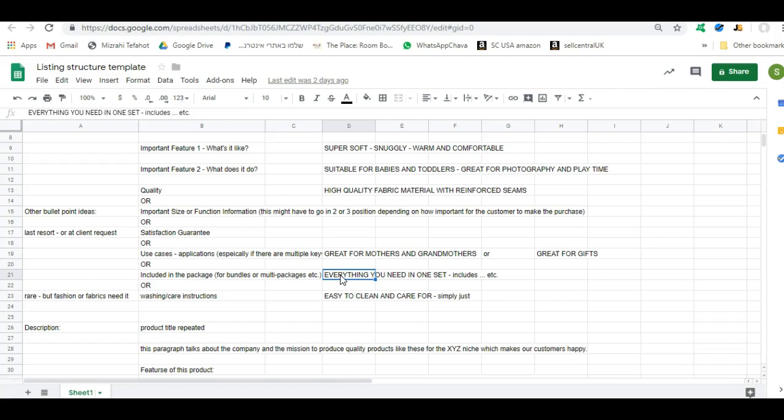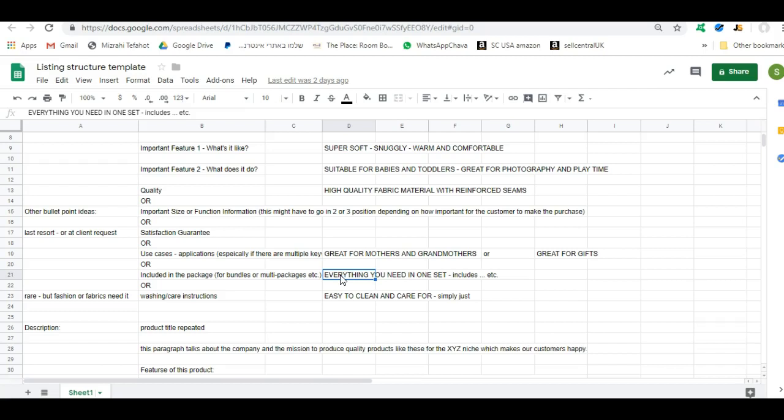accessories 1, 2, 3, 4, 5. What does it mean that you'll have accessories 1, 2, 3, 4, 5? Well, like here in the example I'm showing on the screen, everything you need in one set. If it's a party set, you could do something like set up your whole party easily, or the quickest full party set in one bag, or one stop shop or something like this.